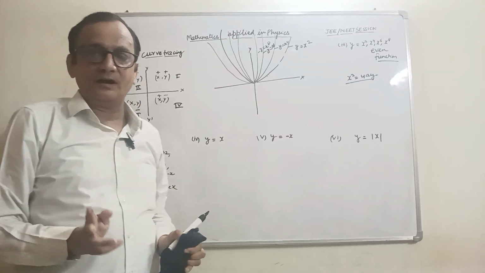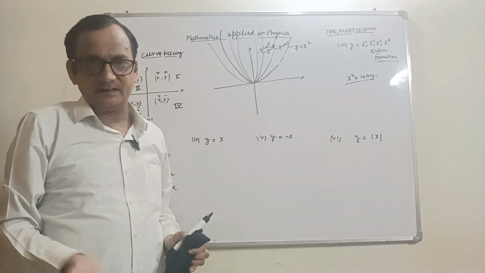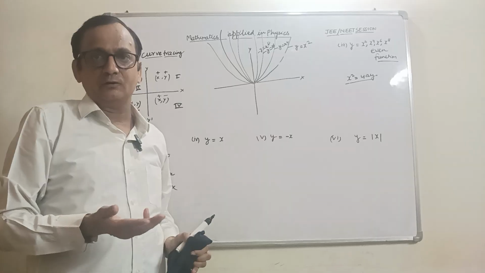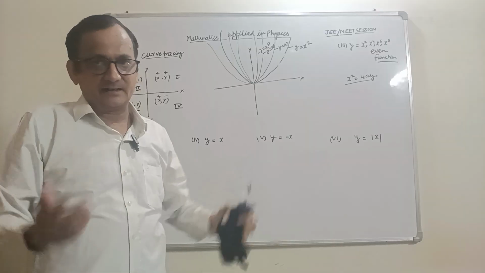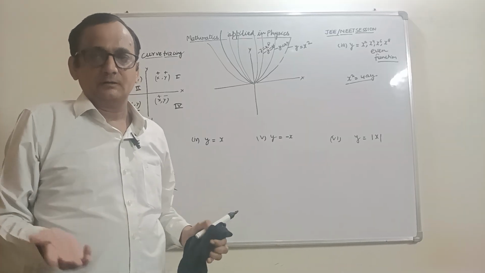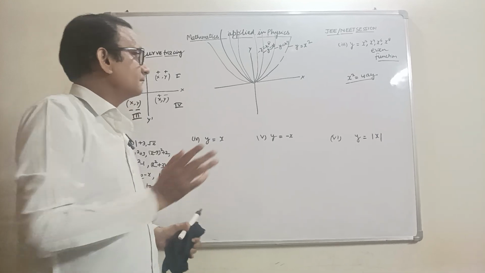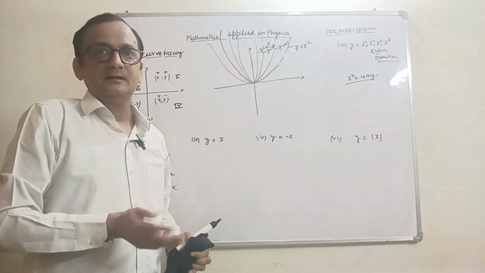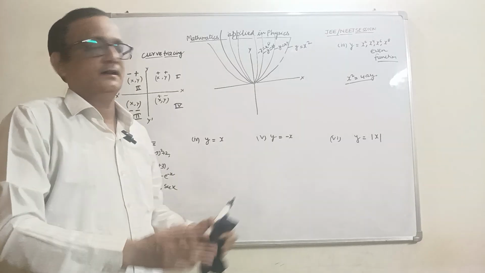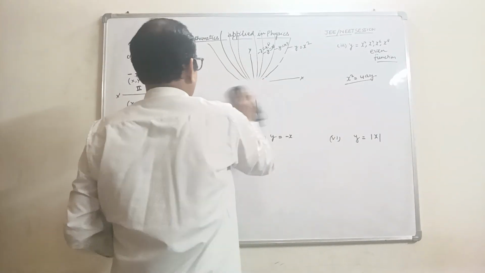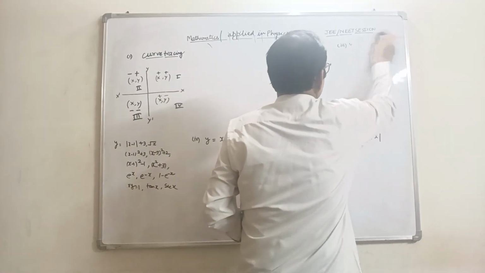For the parabola, if the equation is given as y is equal to x square, the curve would be symmetrical about the y axis. If the equation is given as x is equal to y square, the curve would be symmetrical about the x axis. Always remember this. This curve is also drawn here.